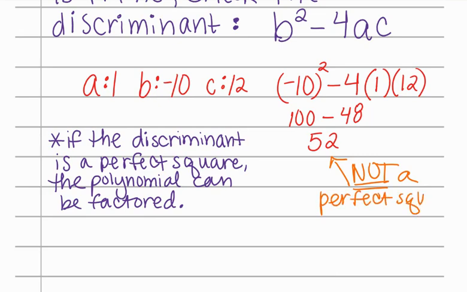Now, if you need a refresher of what a perfect square is, a perfect square is a number that has two factors that are the same. So 6 times 6 equals 36. 36 is a perfect square. 49 is a perfect square, 7 times 7. 100 is a perfect square, 10 times 10. Okay, so because 52 is not a perfect square, we would not be able to factor that polynomial.